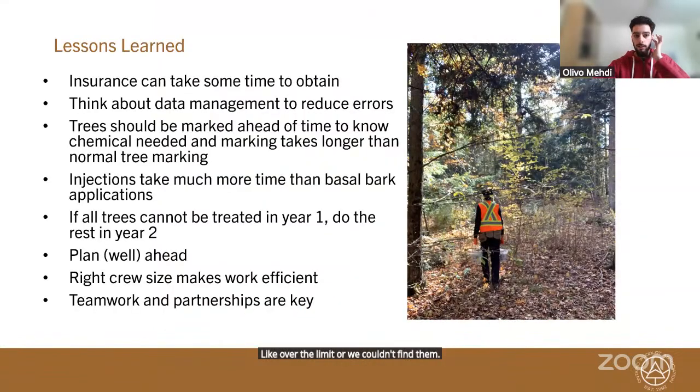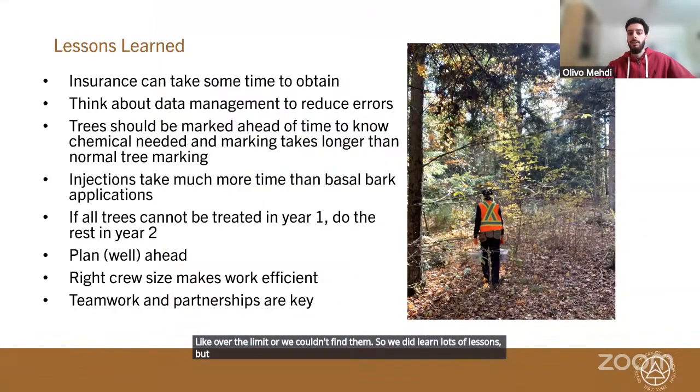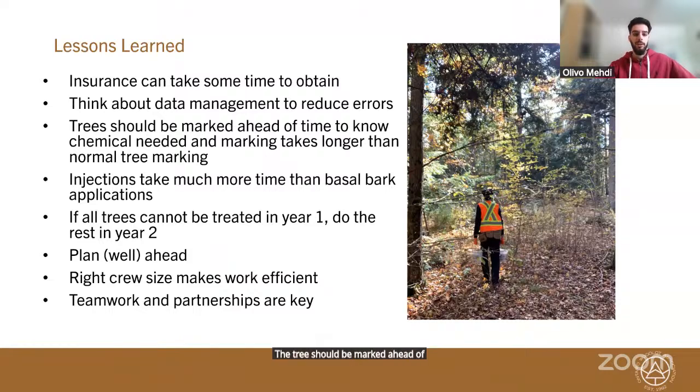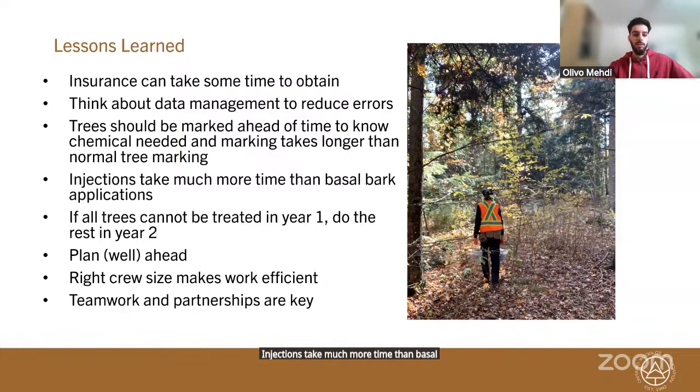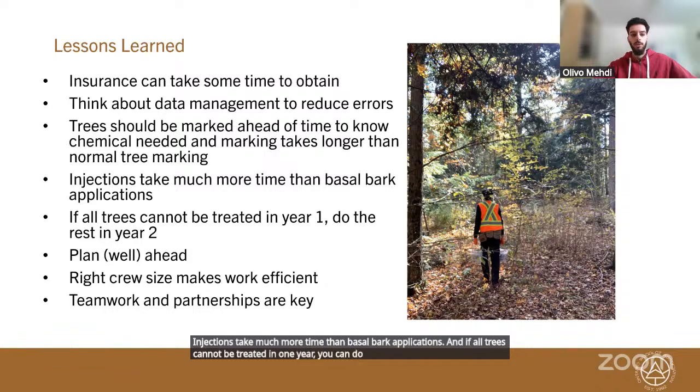So we did learn lots of lessons, but insurance can take some time to obtain. Plan ahead. Think about your data management to reduce errors, or your work division. The trees should be marked ahead of time to know the chemical needed, and this marking takes longer than normal tree marking. There's more decision making involved. Injections take much more time than basal bark applications. And if all trees cannot be treated in 1 year, you can do the rest in year 2. Plan well ahead again. Of course, emphasis on that.